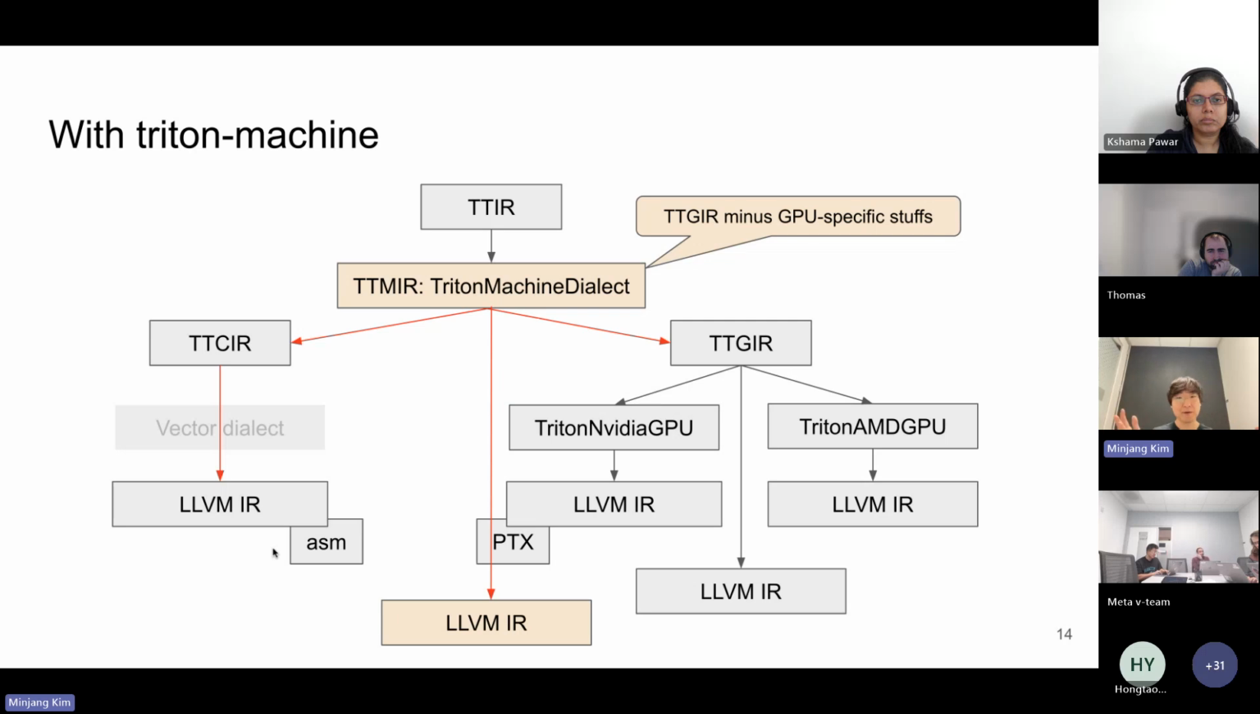The new architecture, maybe with the Triton machine IR, TTMIR, sitting between the TTIR and the TTGIR, and we can remove the vector dialect dependencies. And yeah, the TTMIR can also go to the LLVM IR, just like our TTGIR to LLVM.